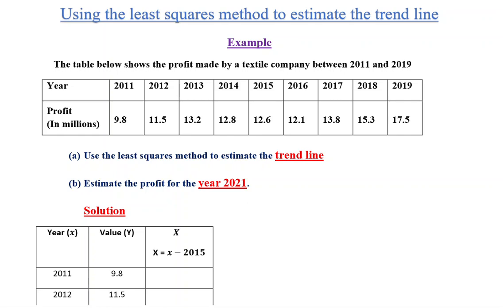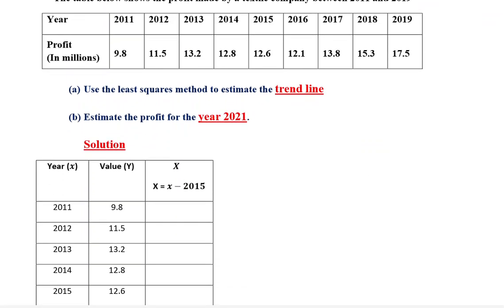Going directly to the question. Now, the first question is asking us to use the least square method to estimate the trend line. So as I had said, we are going to find the trend line. And what we need to use there is the value of our x and the value of our y, which we need to work out. So we have x here and the value of y. And then we can draw the graph for that.